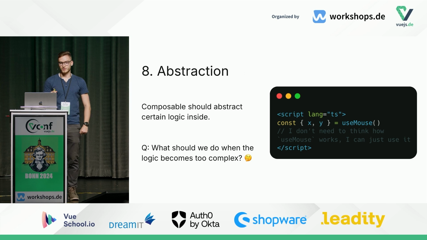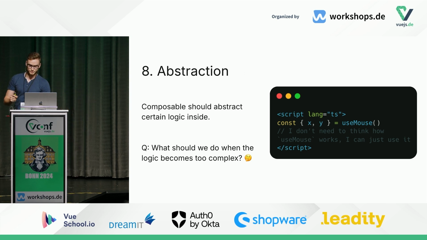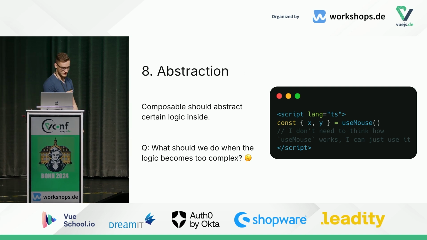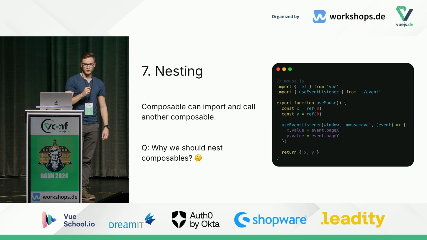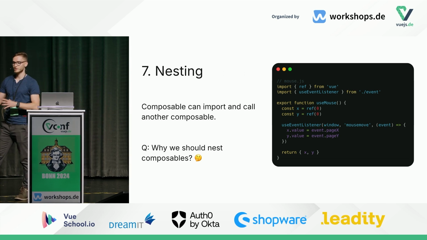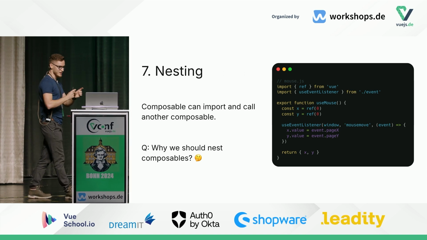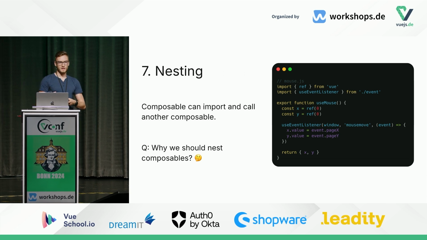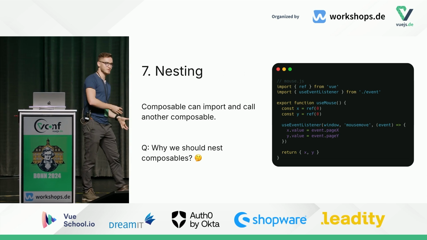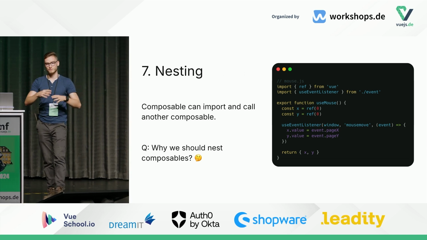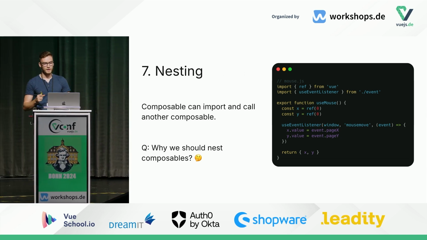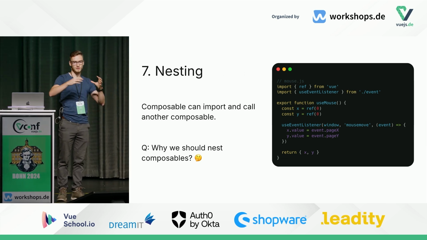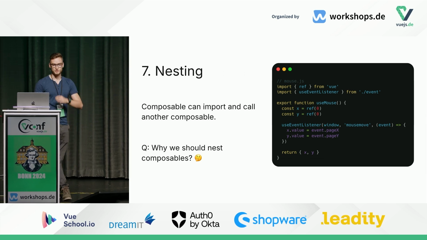And finally, abstraction. Composables should abstract certain logic inside. What should we do when the logic becomes too complex? Extract composables into separate ones. And here, I forgot to mention, the recommendation for nesting composables actually comes from the very basics and the naming convention of Composition API, because Composition API was named so that, similarly to components, where an application is composed from smaller components to build a big website, we have a similar experience with reusable functions, so we can compose functions: composables and Composition API.